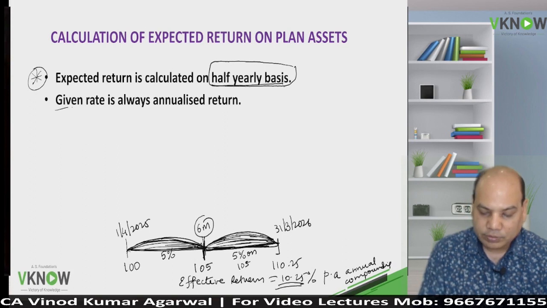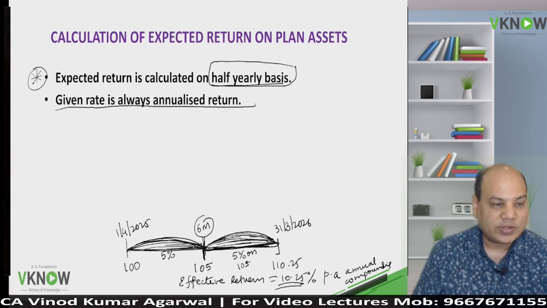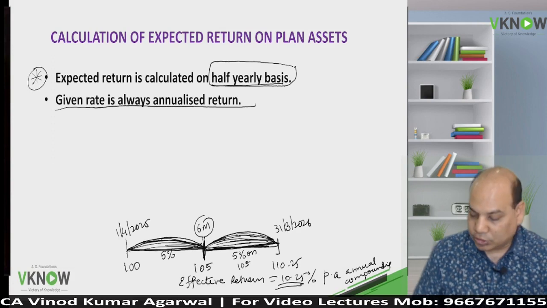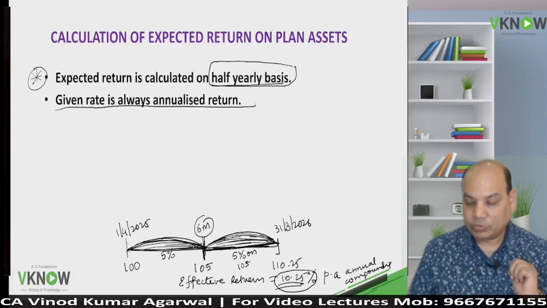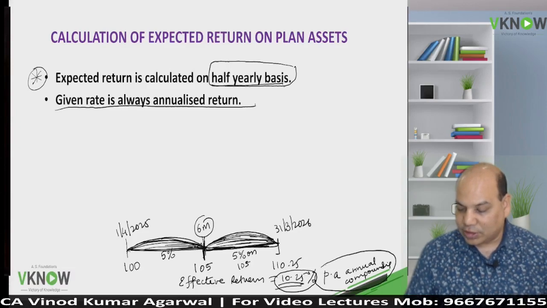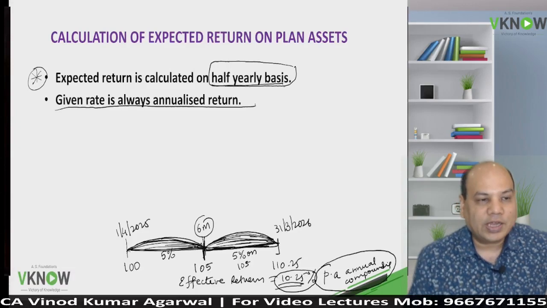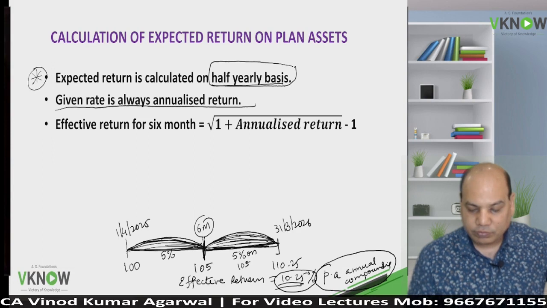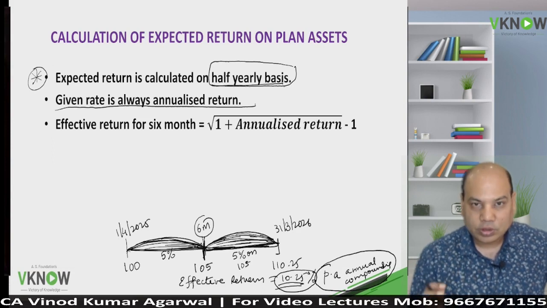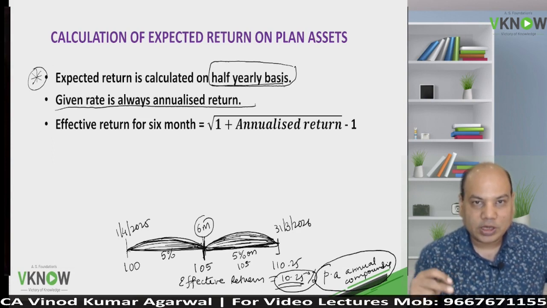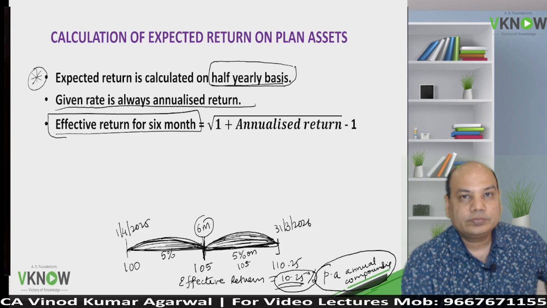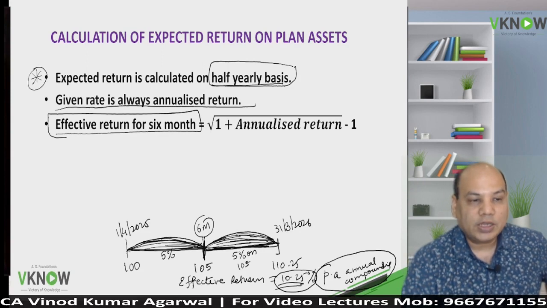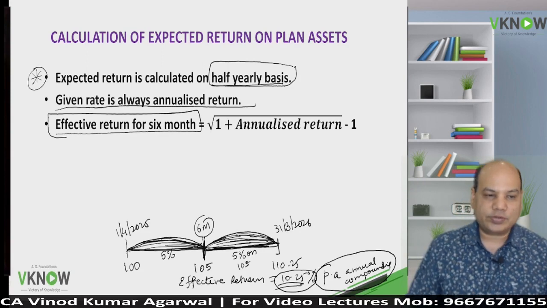Second note, write down, given return is always annualized return. So the institute would give you 10.25% per annum, which means it is annualized return they have given. But for you, the calculation has to be done every 6 months. Then you have to find effective return for 6 months.